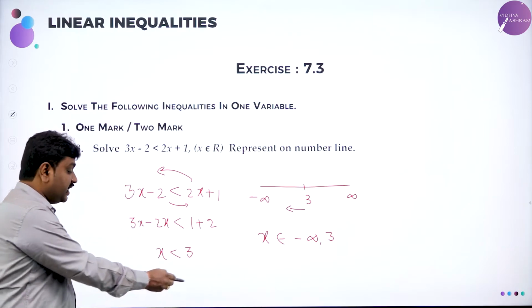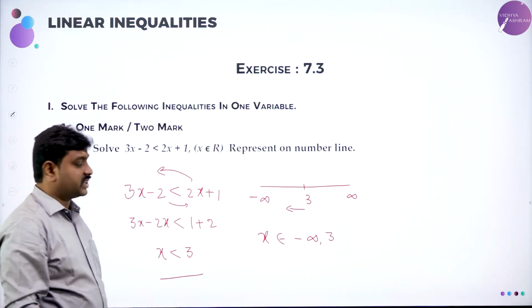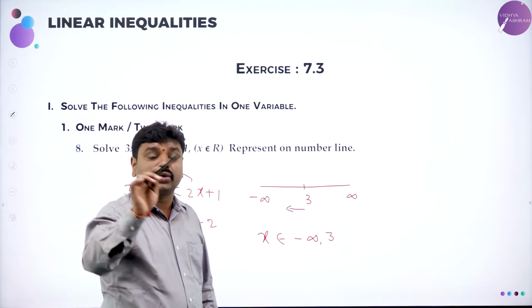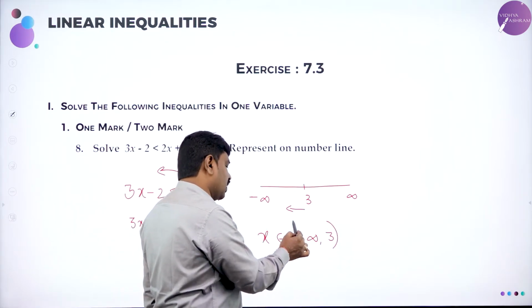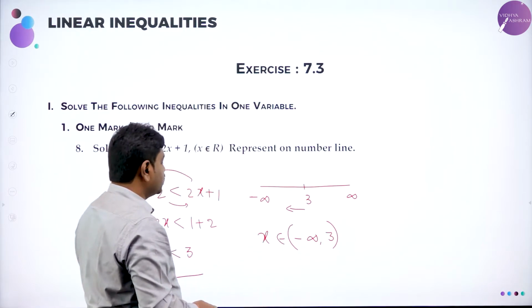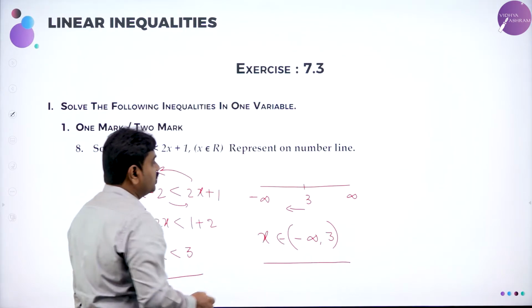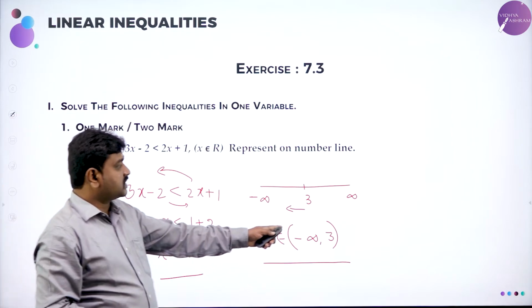We read this as strictly less than. So when it is strictly less than 3, you should not include 3. You should not include 3 means open interval, normal bracket you should write. And infinities should always be written with normal brackets. So this is the solution. What is the solution? X belongs to minus infinity to 3.